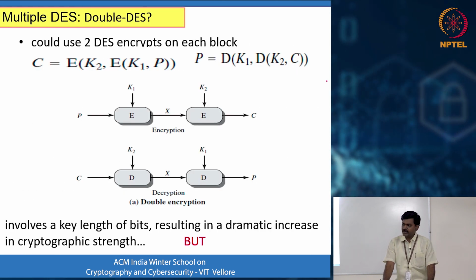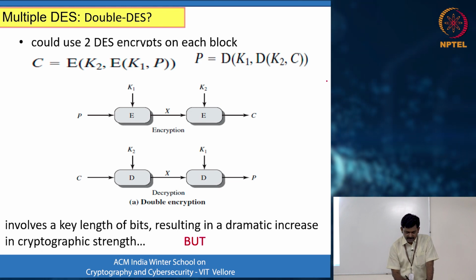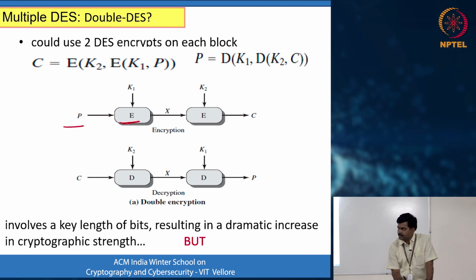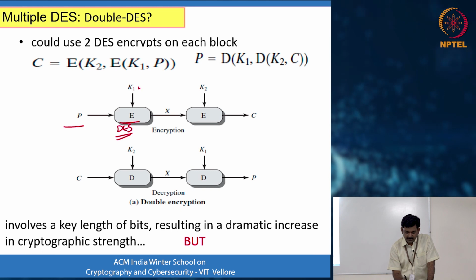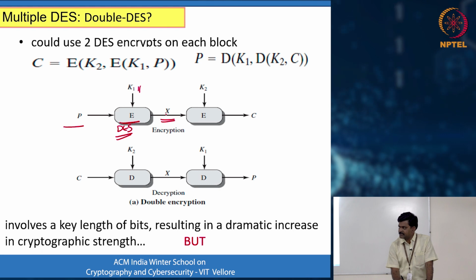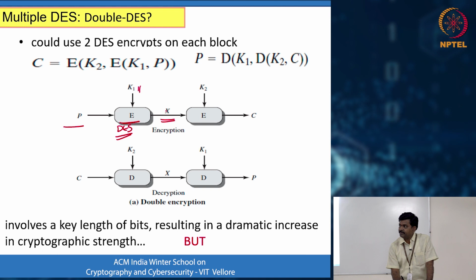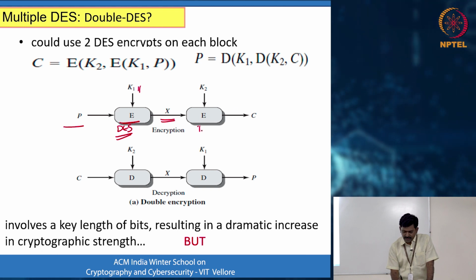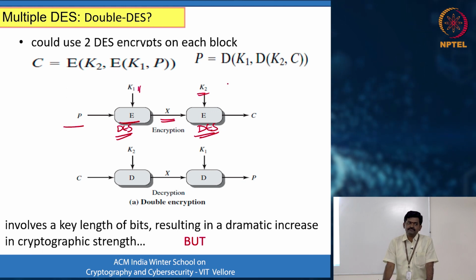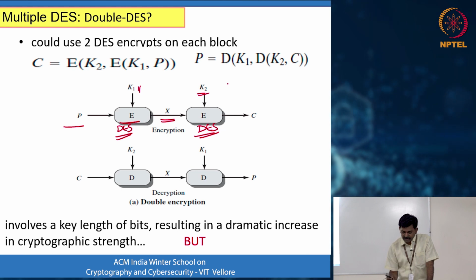So, what happens? You take the plain text, encrypt it with the help of the encryption algorithm E with key K1, and take the ciphertext. Of course, it is represented as X, which is the intermediate ciphertext. Again, encrypt it with the help of DES and apply a different key K2, and produce the ciphertext.